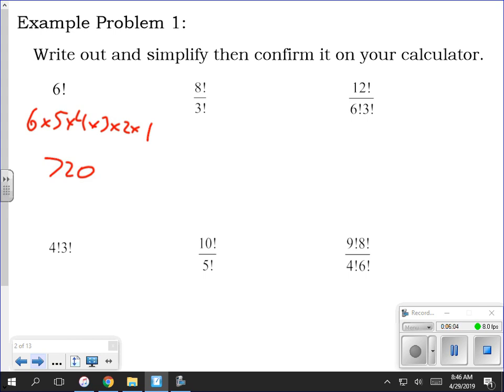Now, if you're doing this by hand, it actually works out. It's not nearly as complicated as it looks. So I have 8 times 7 times 6 times 5 times 4 times 3 times 2 times 1 all over 3 times 2 times 1. But look what happens.